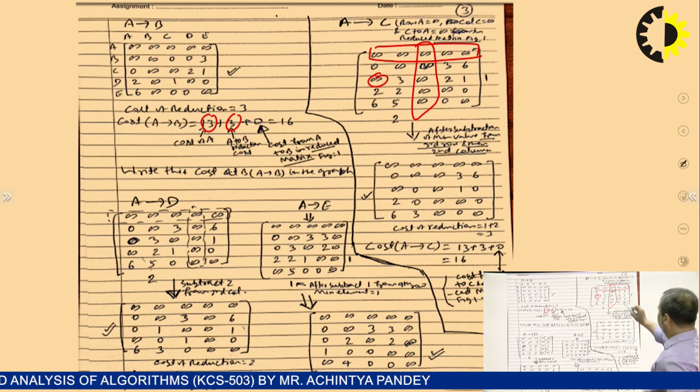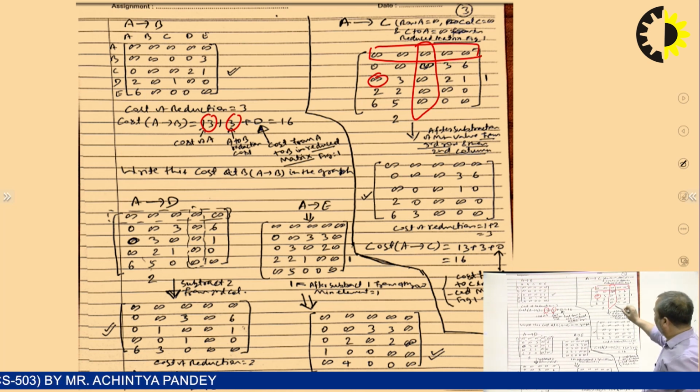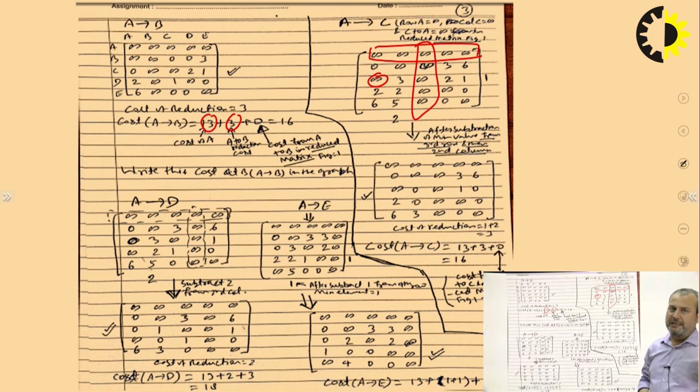So for A to C, we will adopt the same process. We will find the minimum element. When it is reduced, either all the entries should be infinite, or at least one 0 should be there. Fine. So here we can see this is all infinite, this is 0, so it is okay. Not all entries are infinite, or there is not even a single 0, so we will subtract the minimum, that is 1. Here it is okay, here it is okay. So after row reduction, this will become okay.